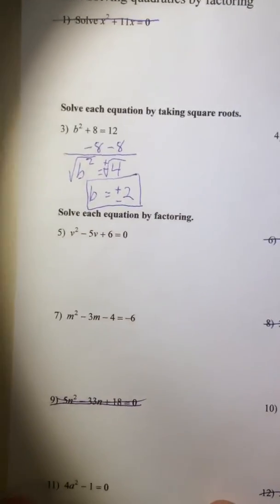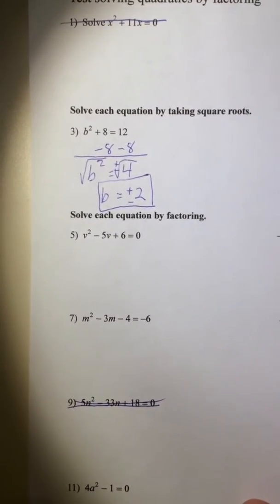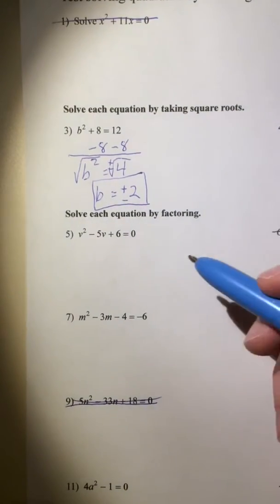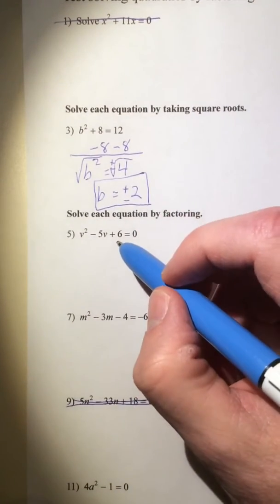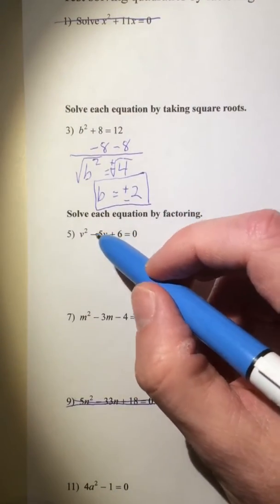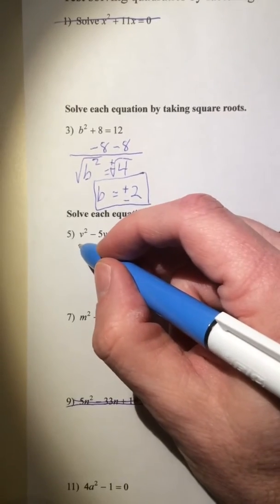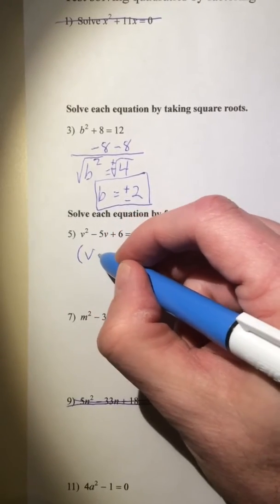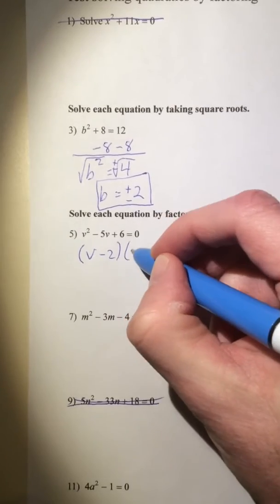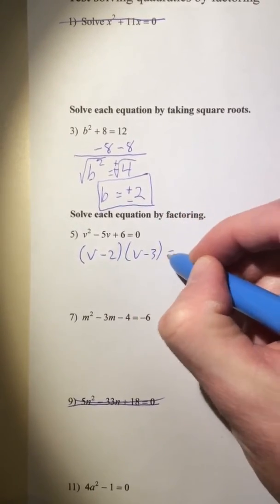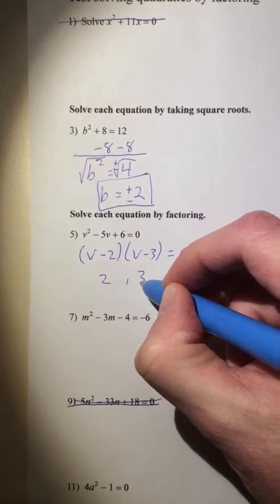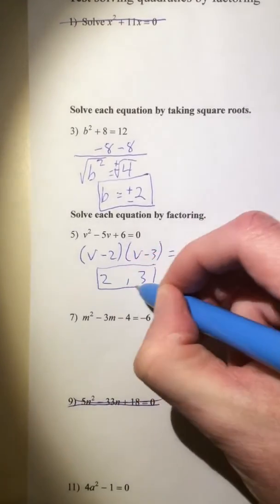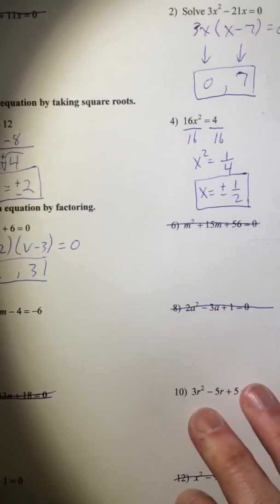Okay. And here we have a basic trinomial, which we looked at already in terms of factoring. So we're just going to factor this and set the 2 pieces equal to 0. We're looking for 2 numbers that multiply to make positive 6 and add to make negative 5, and those are obviously v minus 2 and v minus 3. And so that's going to give us 2 and 3. That was too easy.